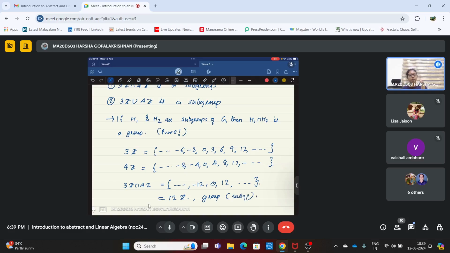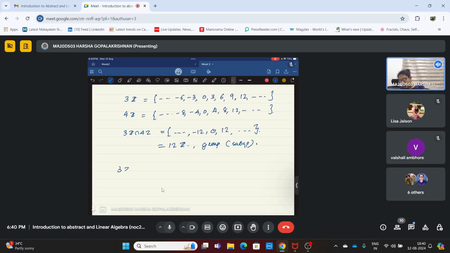Okay, so it is a subset of Z and it itself is a group. So it is a subgroup. Now, if we are doing the union, 3Z union 4Z, what will we get? For example, let me write some elements: 0, 3, minus 3, 4, minus 4 and so on. Let me list like this.